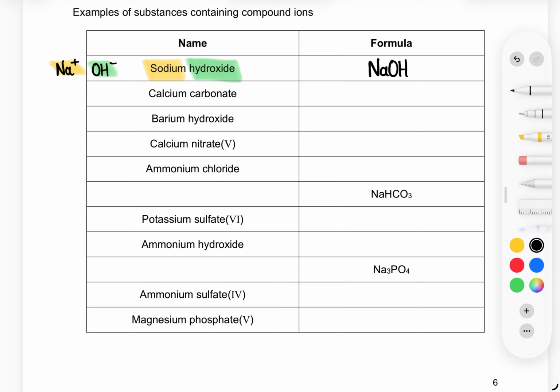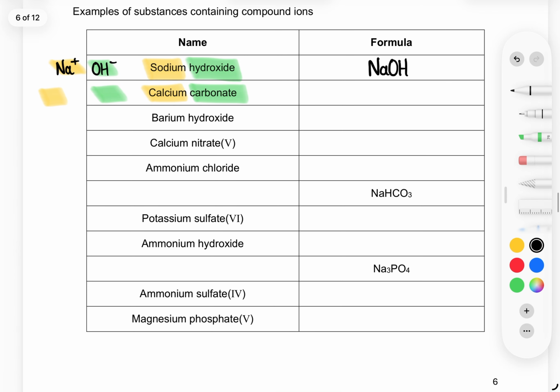So same again, what is the calcium ion? And then what is the carbonate ion? So only ever 2 parts. So calcium is in group 2, so 2+. Carbonate, we're just memorising, CO3 2-. So again, that balances, CaCO3.